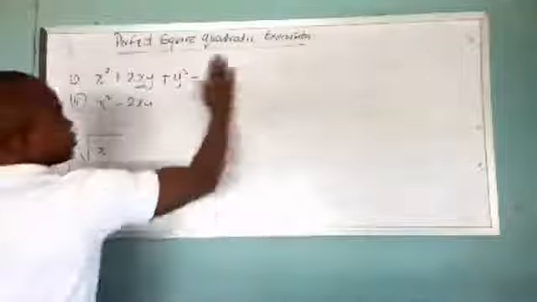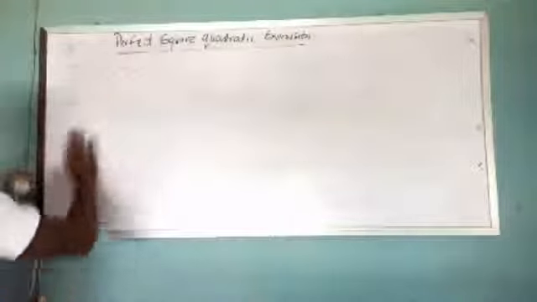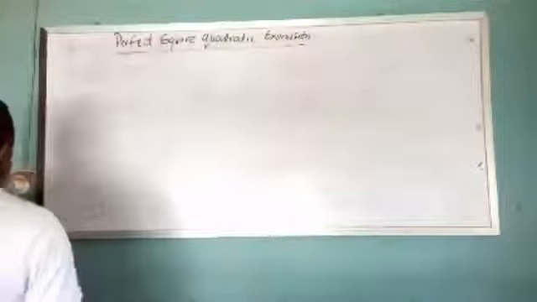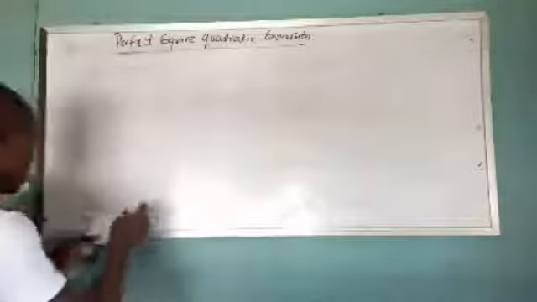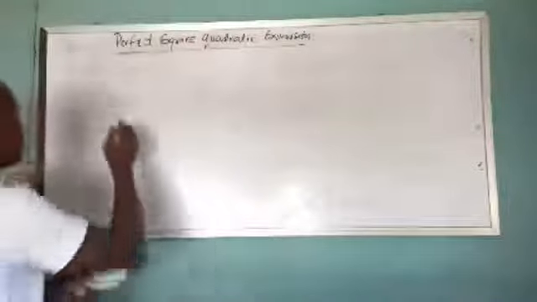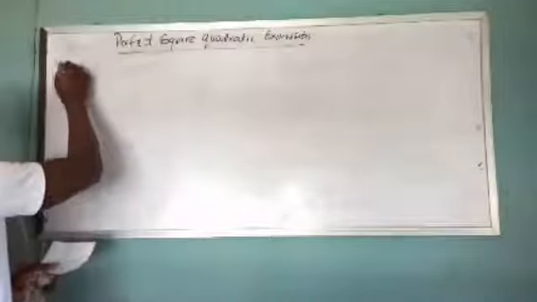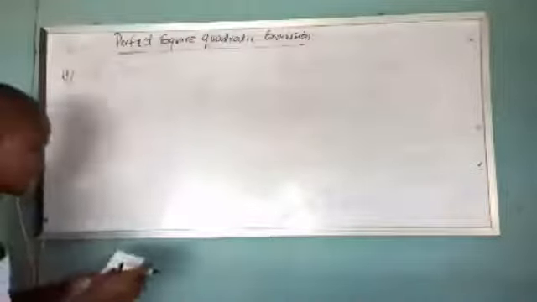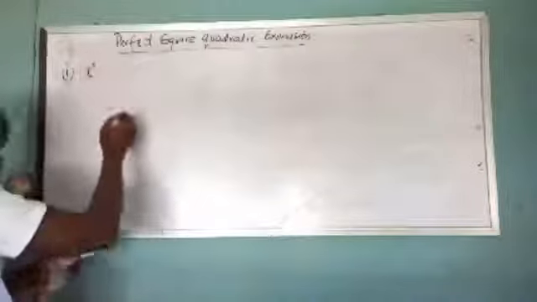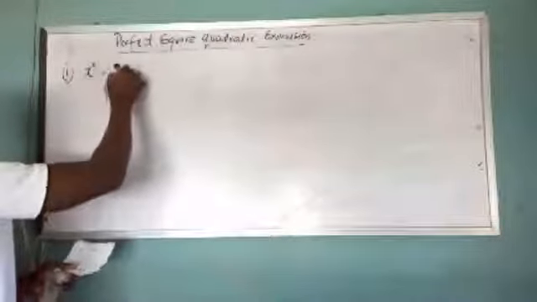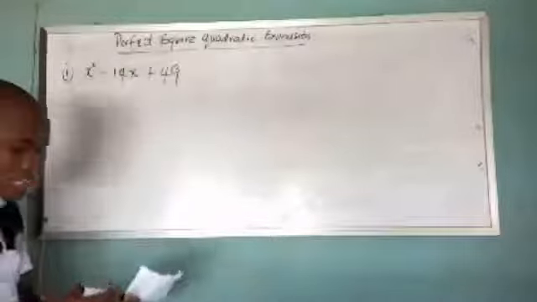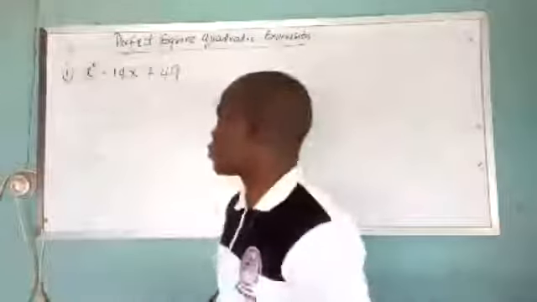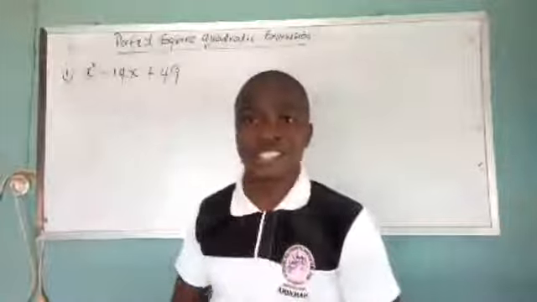So now I would like to give you one example. Let's say you are given this to determine whether it is a perfect square: x squared minus 14x plus 49. If you look at this very well, you see that this is a quadratic equation.